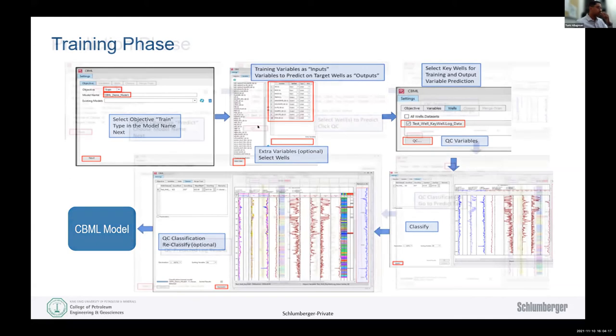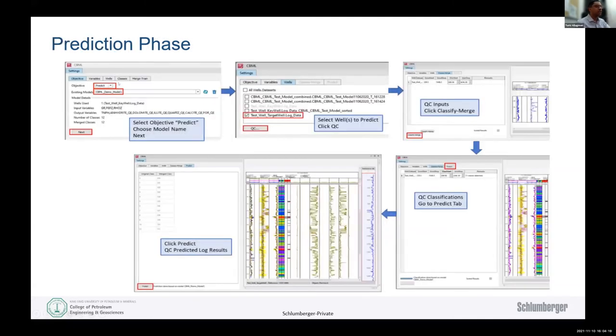Now, the prediction phase works when we change our objective to predict. We select the model that we were happy with, and then we move to the selection of the target well or target wells that we want to predict on. Again, as we mentioned before, these target wells have a set of inputs that match the set of inputs that we used for training. We can QC these inputs in the log view and take a look at them.